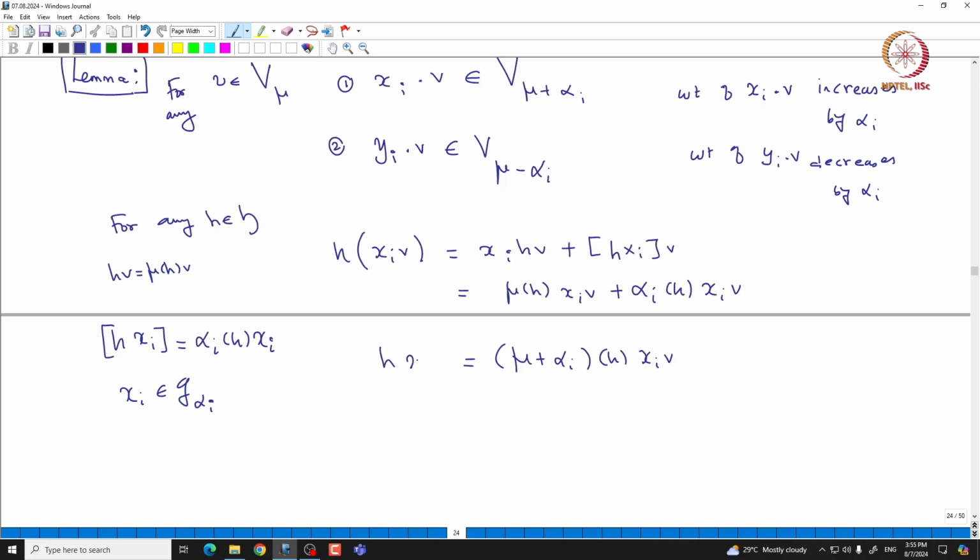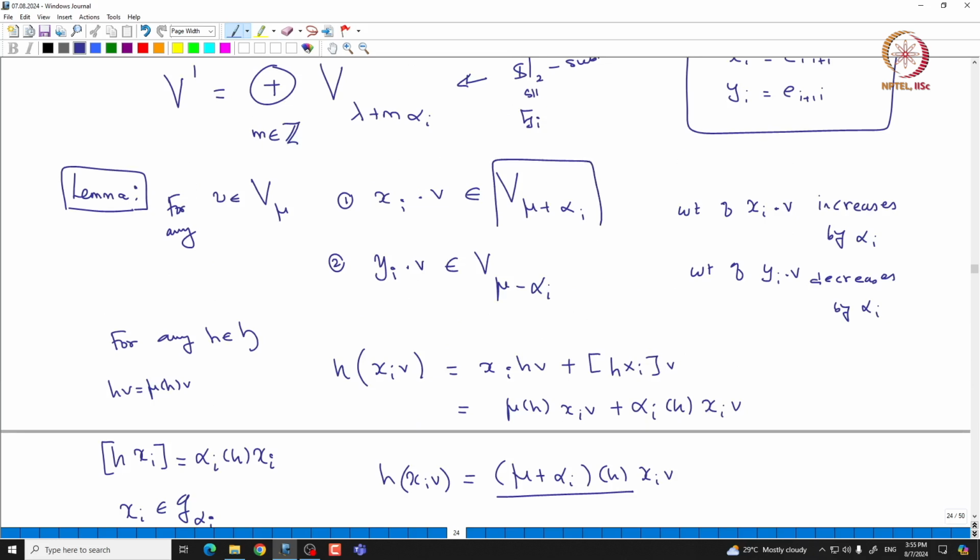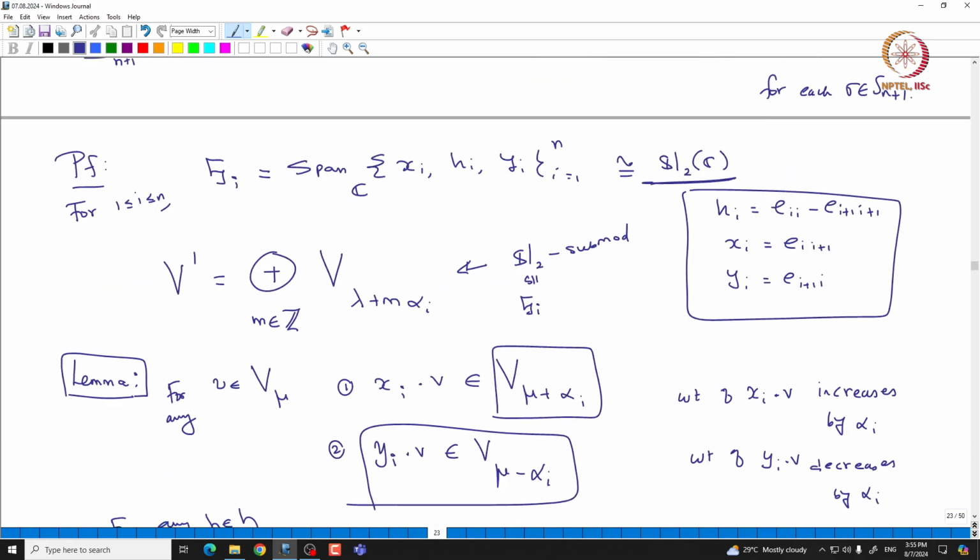So that means h acting on x_i gives you, up to the scalar, x_i, and this is true for all h in the Cartan subalgebra. That proves x_i is indeed inside the weight space V_{mu plus alpha_i}. Similarly, one can prove that y_i will be inside V_{mu minus alpha_i}. So if you take this V', which is the direct sum of V_{lambda plus m alpha_i}, with m ranging over the integers, then that is indeed an SL2 submodule.